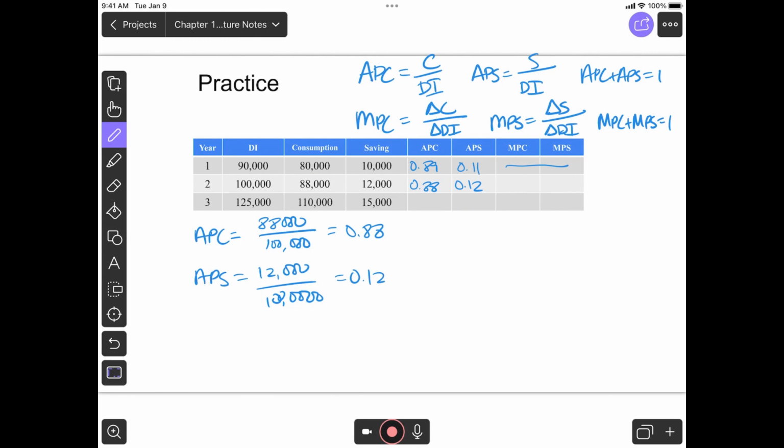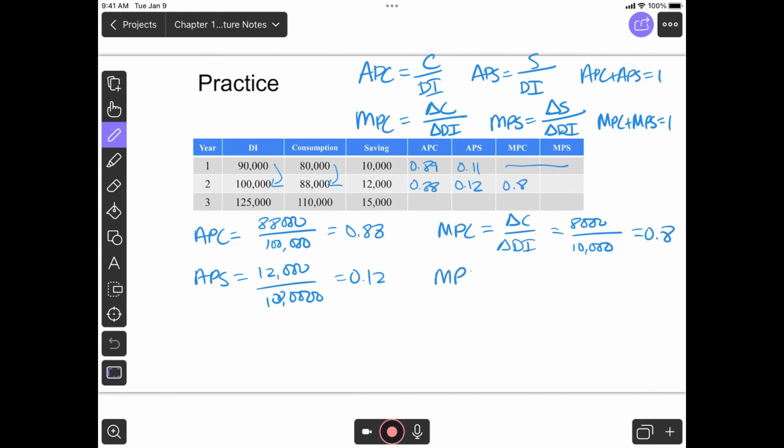Now we can calculate marginals because now something has changed. So our change in consumption is going to be 8,000 because we're going from 80,000 to 88,000. Our change in disposable income is going to be 10,000 because we went from 90,000 to 100,000. So our MPC is 0.8.